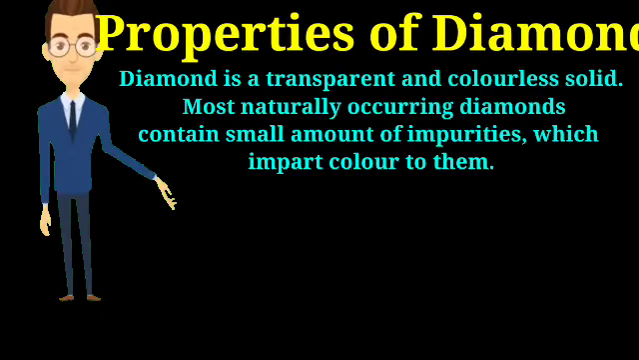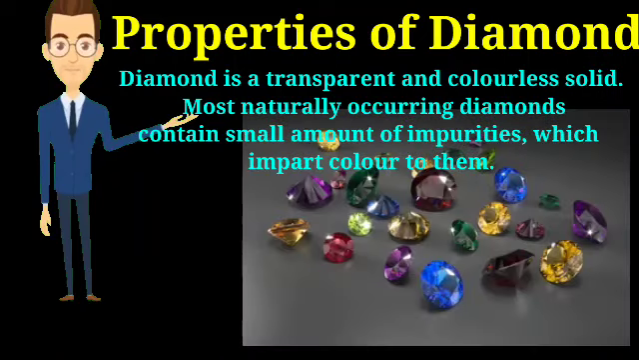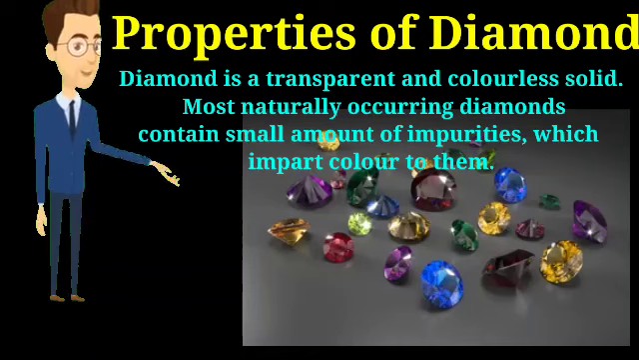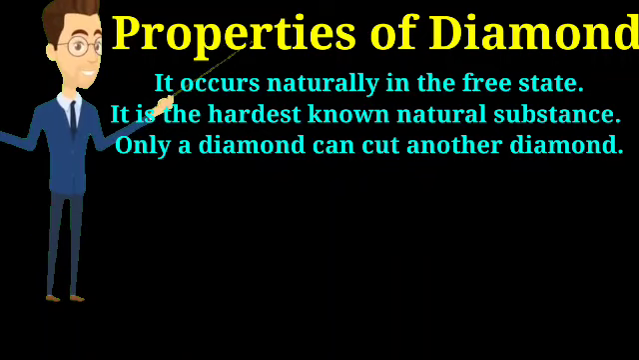Now we will talk about properties of diamond. Diamond is a transparent, colorless solid, the most valued naturally occurring stone, and it has some color due to the presence of some impurities. That's why you can see the color in diamond. It occurs naturally in free state.